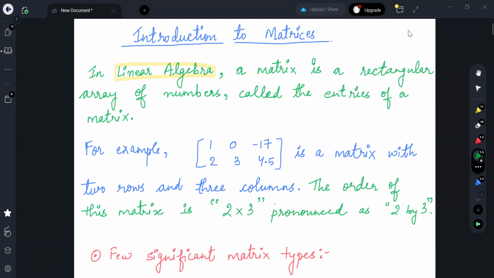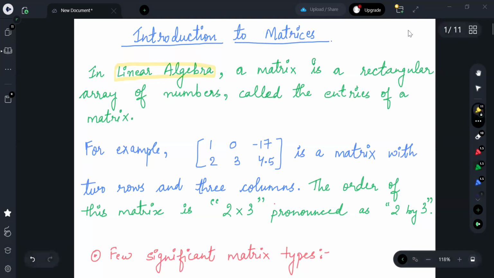The numbers in the matrix are called its entries. We use square big brackets to denote a matrix. That's a very standard notation. For example, if I give you this array of numbers, this is a matrix. As you can see, the entries are real numbers, and this one has two rows.